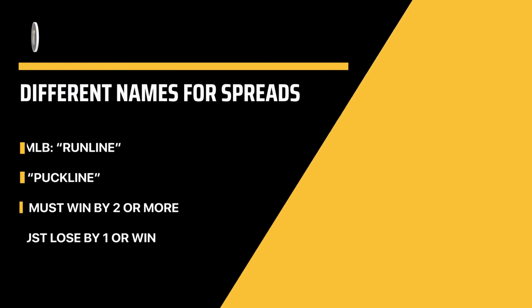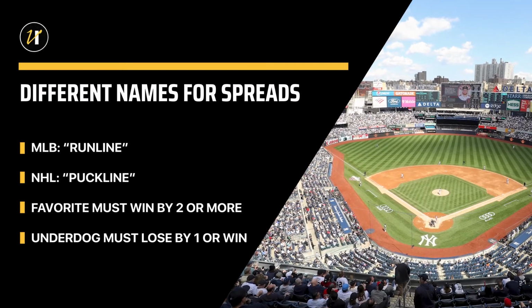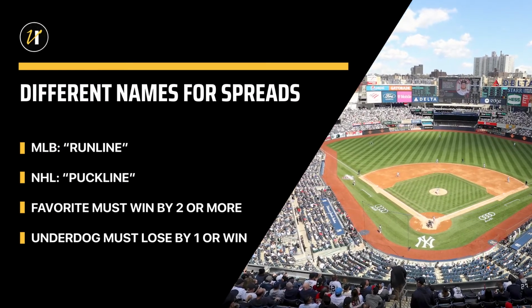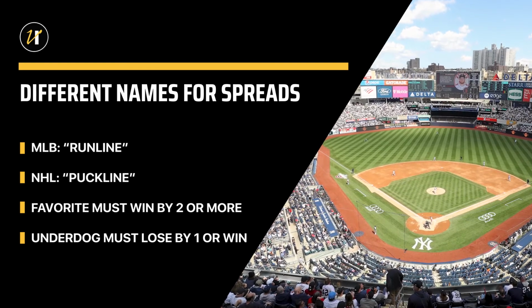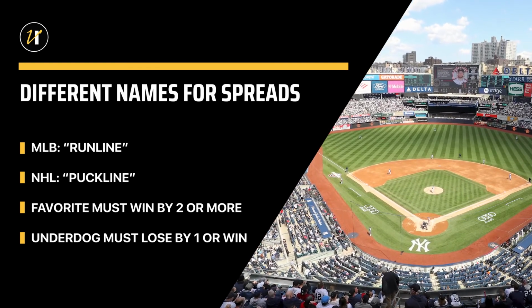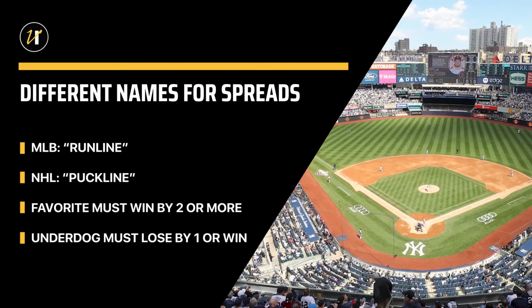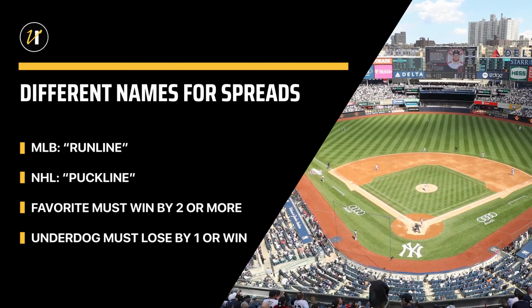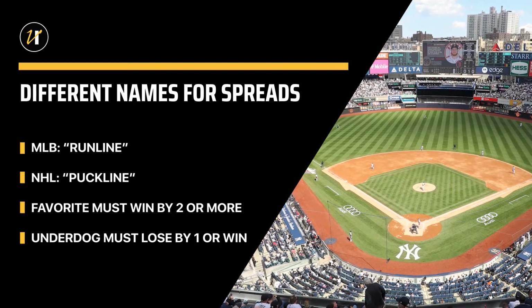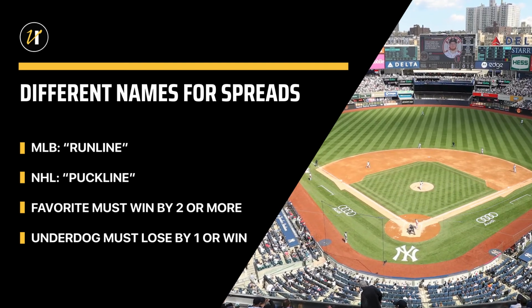Lower scoring sports like baseball and hockey also use spreads. In baseball, these are known as run lines, while in hockey, it's called a puck line. For each, the favorite must win by at least 2, while the underdog can win outright or lose by 1 and still win the bet. Keep in mind, the payout for a run line or a puck line bet is a bit different than in traditional sports betting.